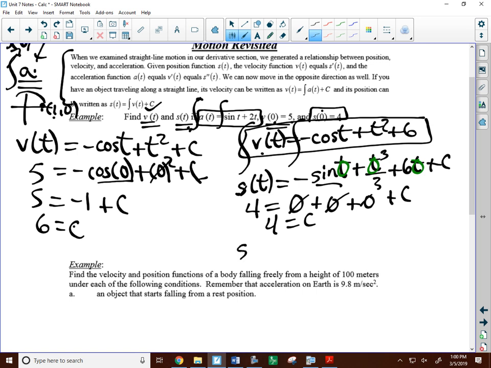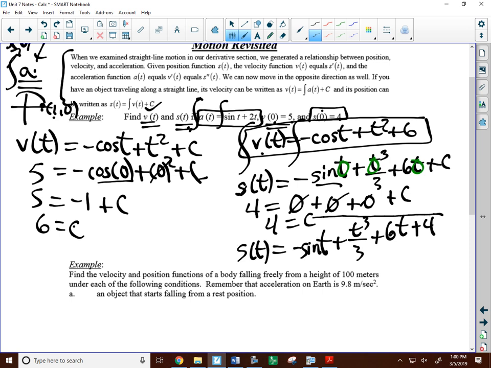So I'm going to write my final position function. S of t equals negative sine t plus t cubed over 3 plus 6t, and then c was 4, so plus 4. Okay, so we've seen that example. The only thing is just putting it in the context of position, velocity, acceleration. We've seen that type of question before: initial value problems.